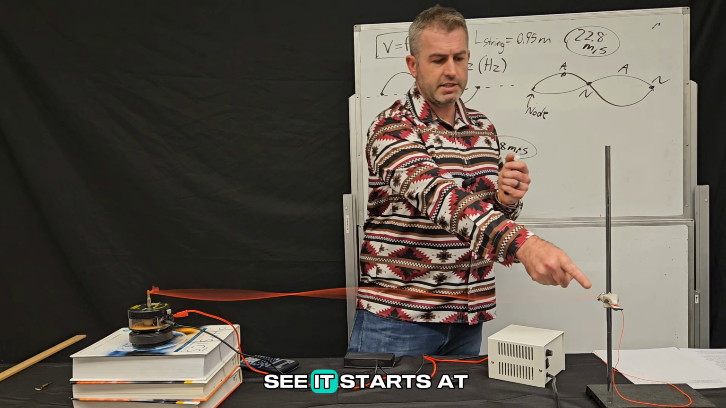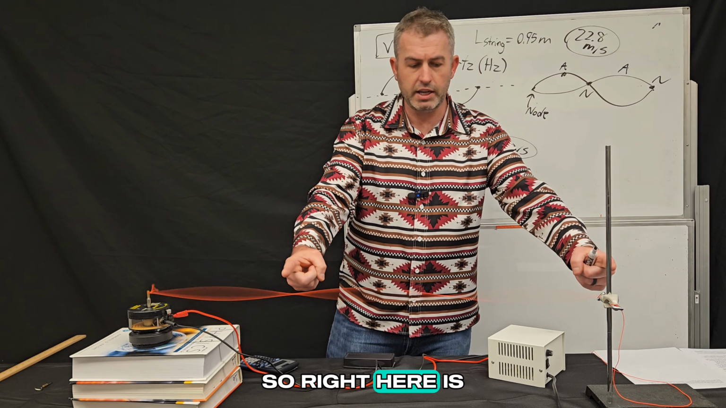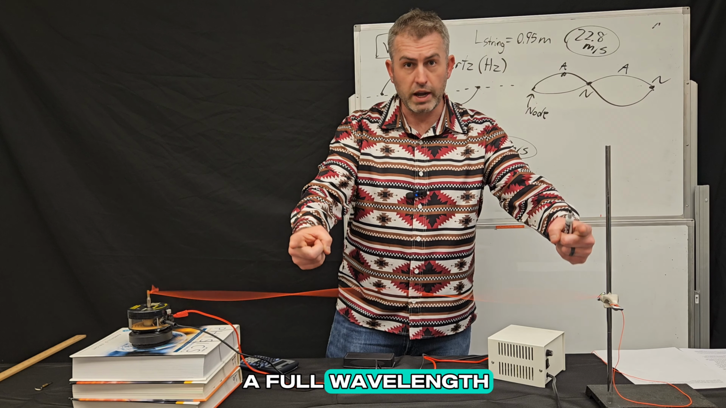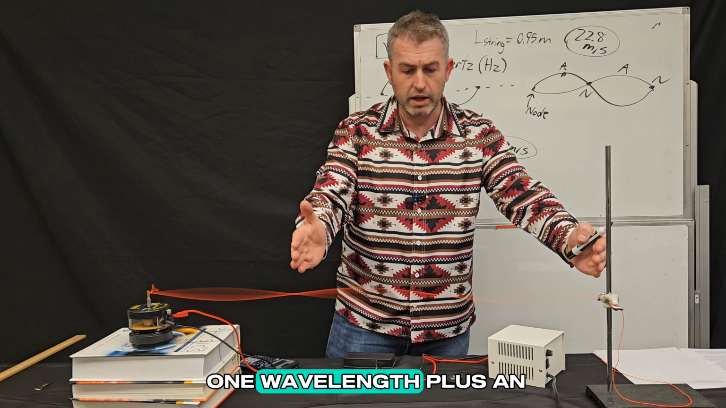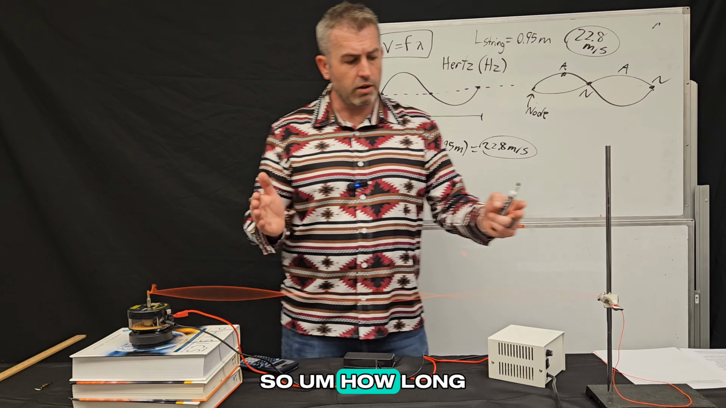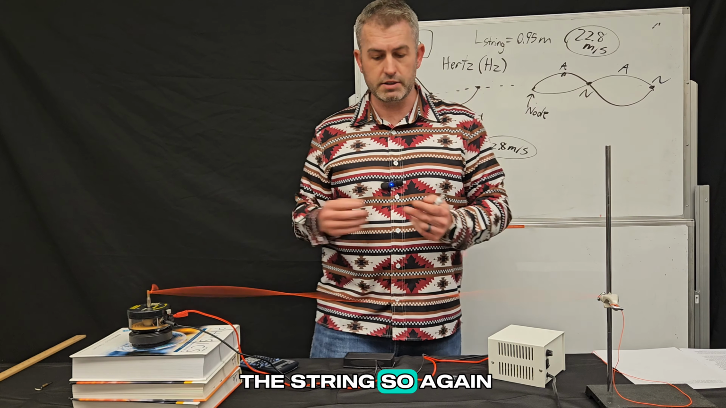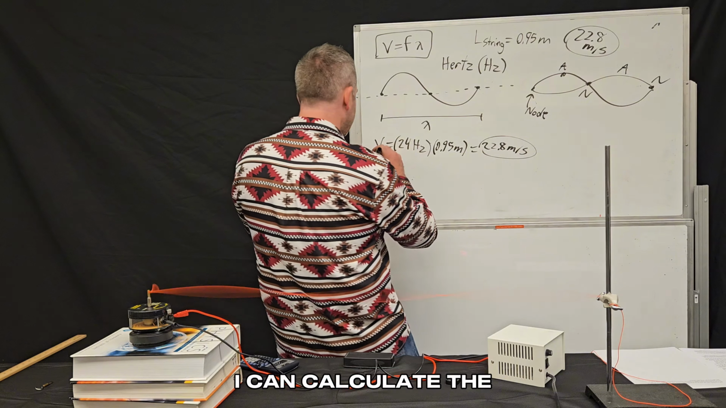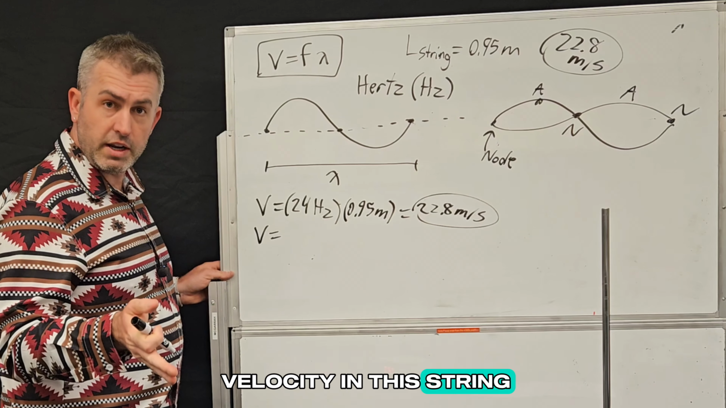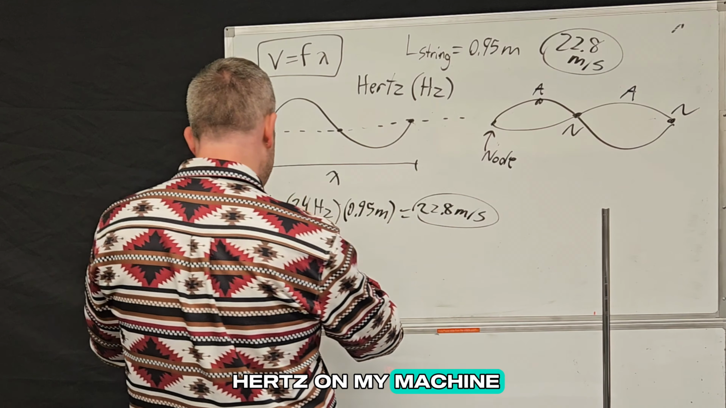Well, I'm looking and I see it starts at a node, it goes up, passes a node again, and back to a node. So right here is a full wavelength. And so I have one wavelength plus an extra half of a wavelength. So how long is my wavelength then? Well, it's 2/3 of the length of the string. So again, I can calculate the velocity in this string by taking the frequency, which says 37 hertz on my machine.